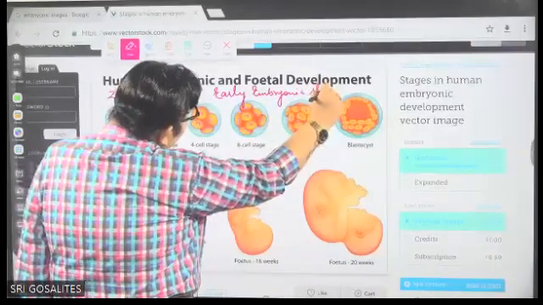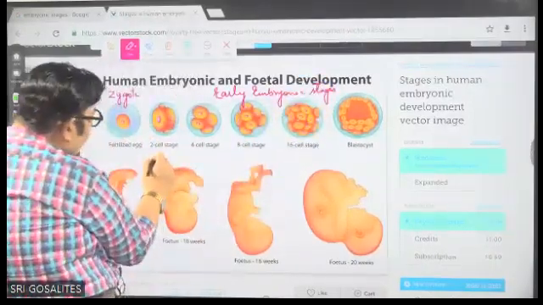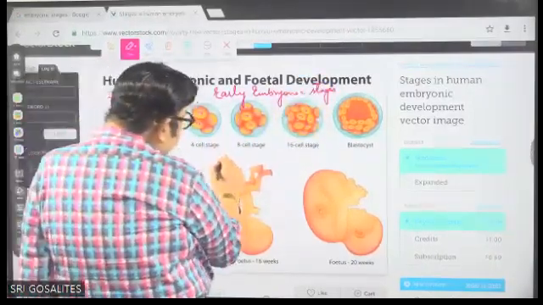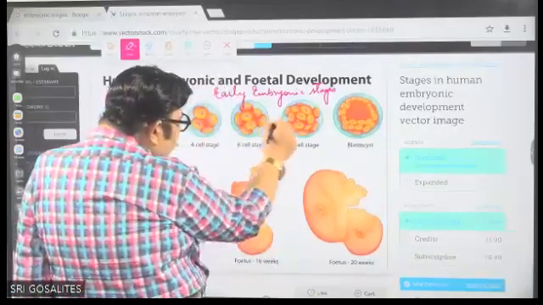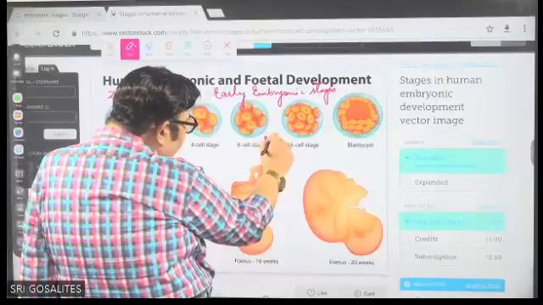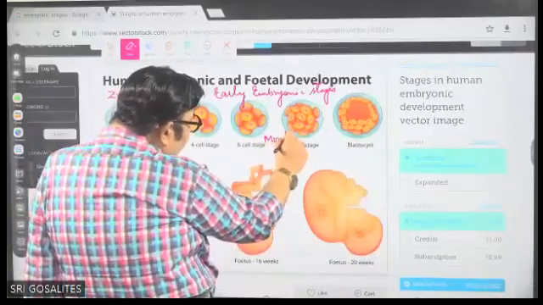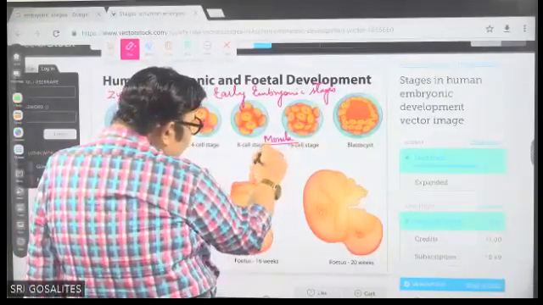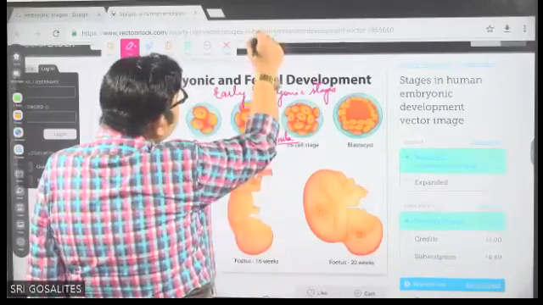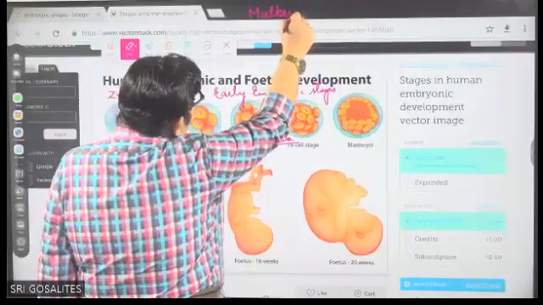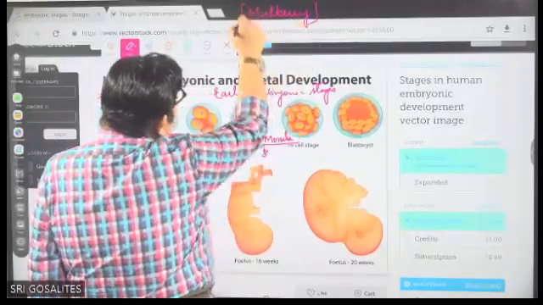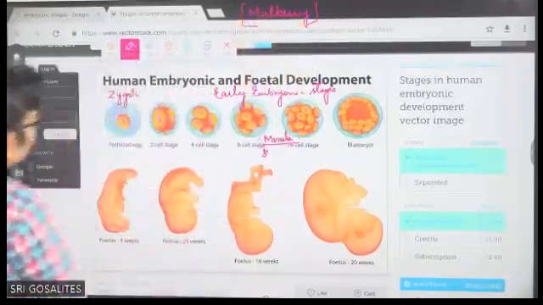These are the early embryonic structures or embryonic stages. There are names to this. We can call it a 2-celled stage, 4-celled stage, 8-celled stage. So when it is 8 to 16-celled stage, we can call it morula. Morula means mulberry.